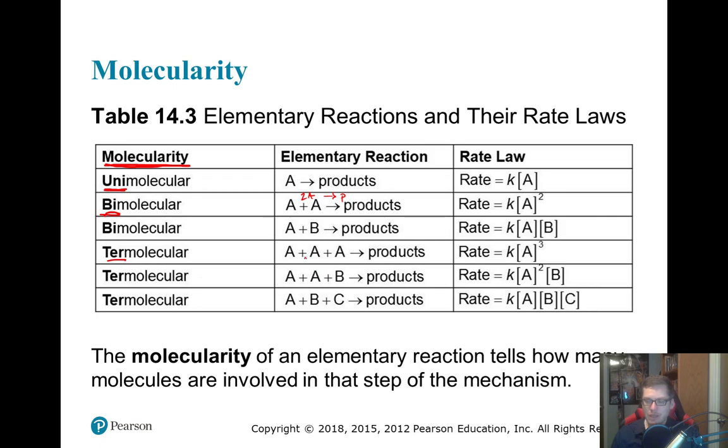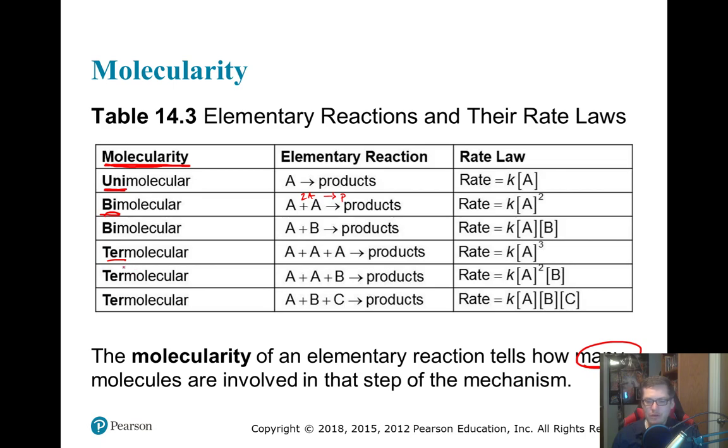Okay, termolecular, and then again the three things hitting each other, so you could have k[A]³, or you could have k[A]²[B], or you could have k[A][B][C]. All right, and so the molecularity tells us how many molecules are involved with that step. Okay, so unimolecular is 1, bimolecular is 2, termolecular is 3.